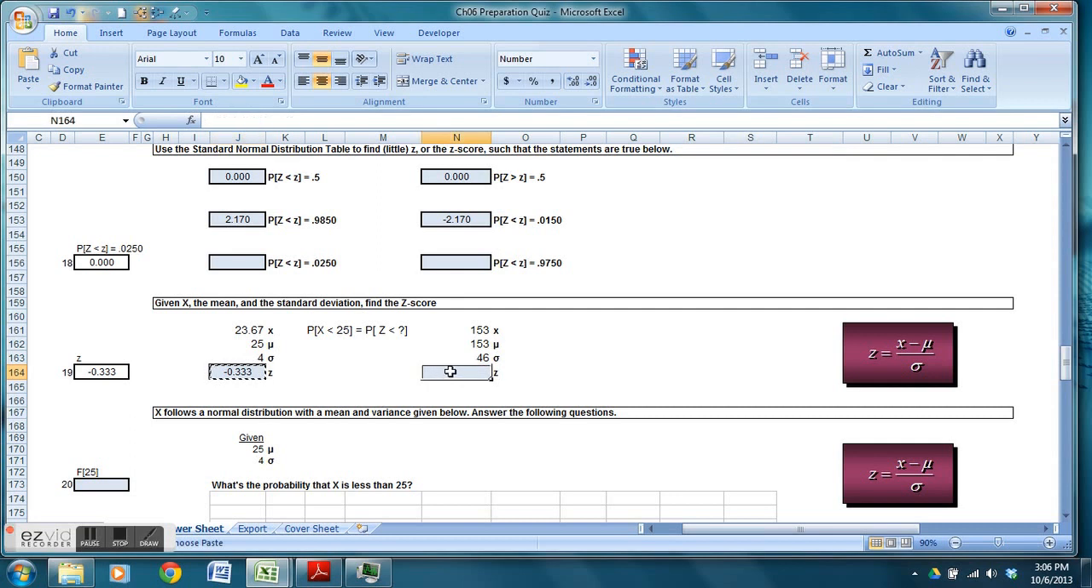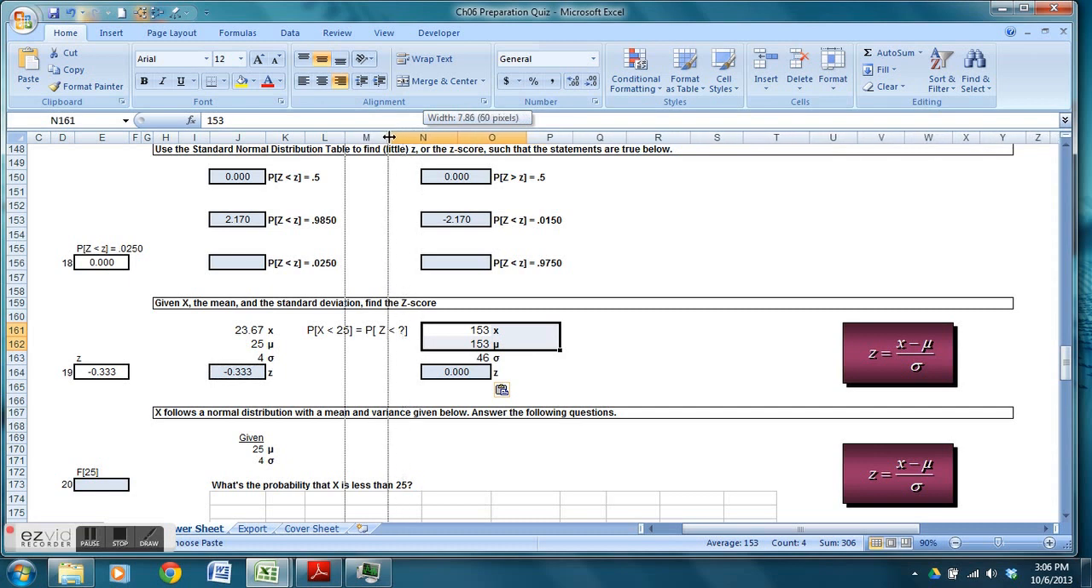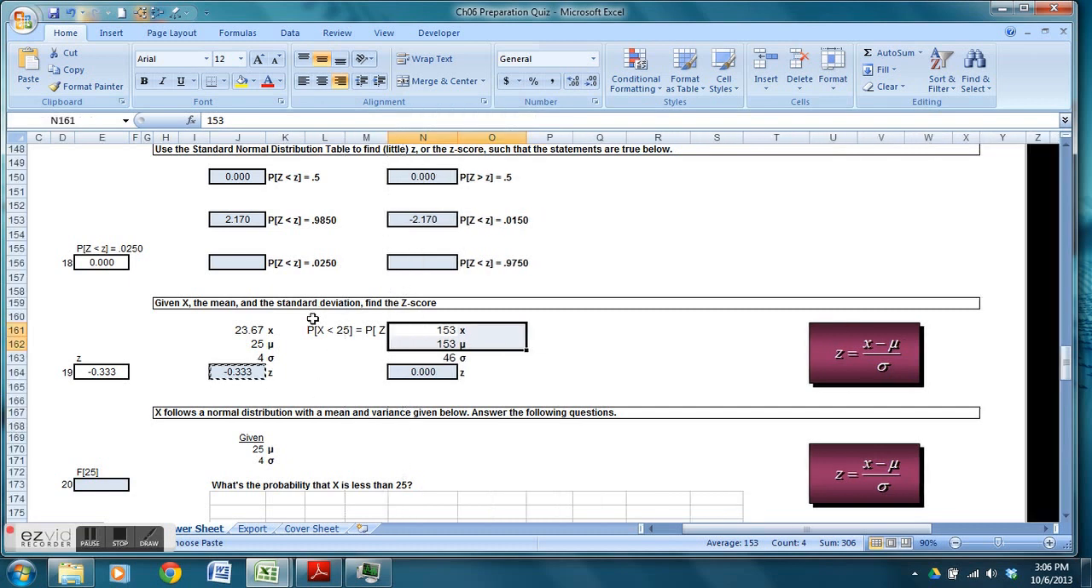And we can do this and bring it over here. We see that this z-score is 0 in this case. Why? Because the x variable and the mean are the same. So anytime that the x and the mean are the same, your z-score is going to be 0.